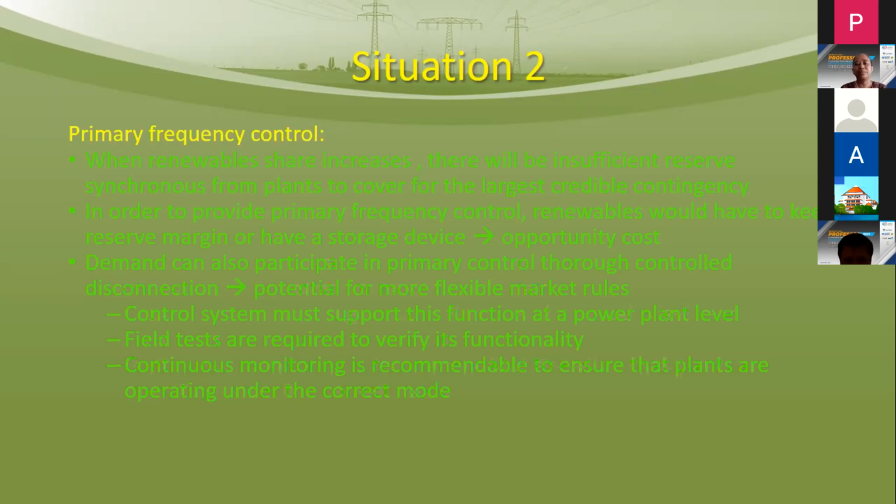So it becomes a potential for more flexible market rules. The control system must support this function at the power plant level. It is also important to always do field tests to verify if the control function is correct. And continuous monitoring is recommendable to ensure that plants are operating under the correct modes.